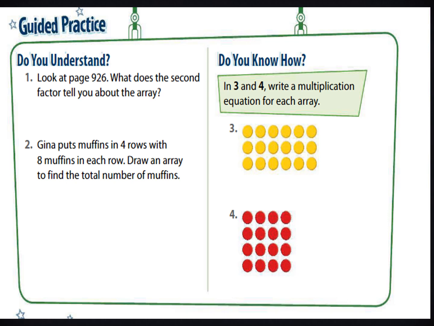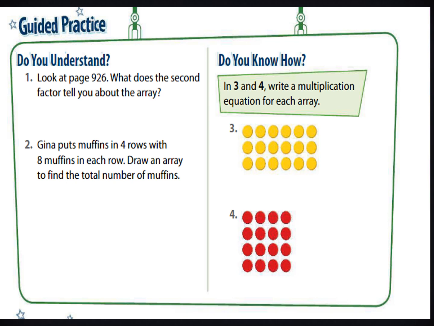Now look at question number 2. Gina puts muffins in 4 rows with 8 muffins in each row. Draw an array to find the total number of muffins. Can you draw an array with 4 rows of 8 in each? After drawing, count the total number of counters you have and say 4 multiplied by 8 equals 32.